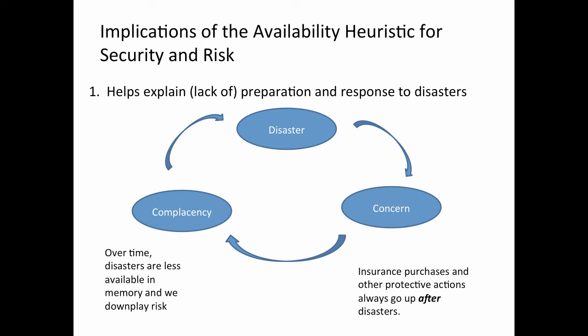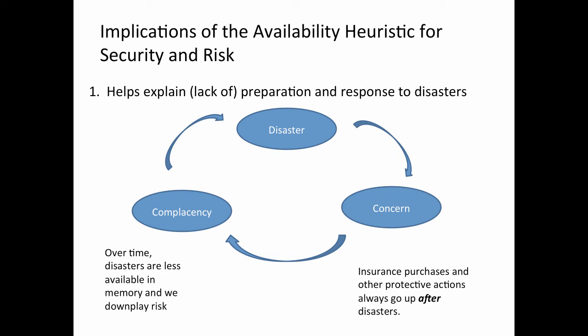So let's have a little look at some of the implications of the availability heuristic for security and risk. First of all, the availability heuristic can explain the preparation or lack of preparation and responses to disasters. Disasters occur, and once they occur, they heighten concern about the disaster. For example, flooding in the Capital District region became a concern in the last few years when we had some devastating floods as a result of hurricanes coming through. But that's a relatively rare event in the Northeast, and so most often people aren't thinking of floods, and the preparation for them and response to them is inadequate. But when they do occur, there's a heightened concern, and that's why insurance purchases and other protective actions will always go up after disasters.